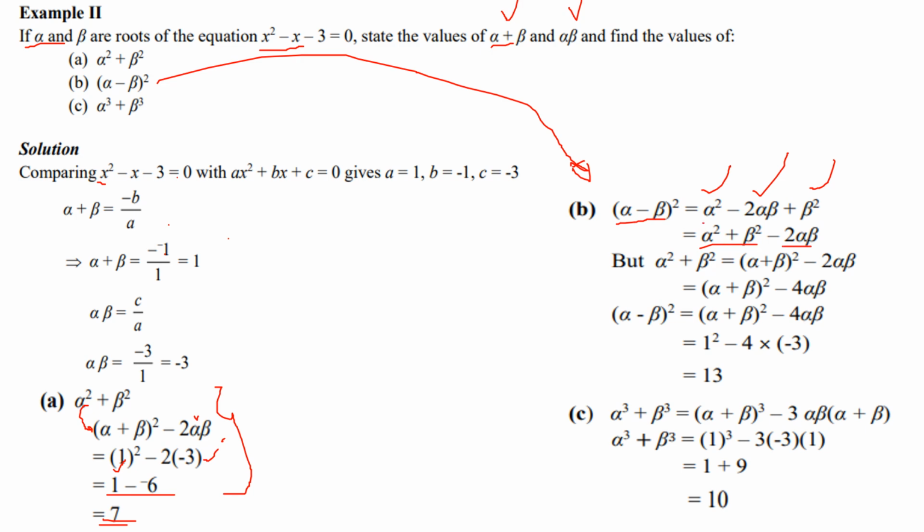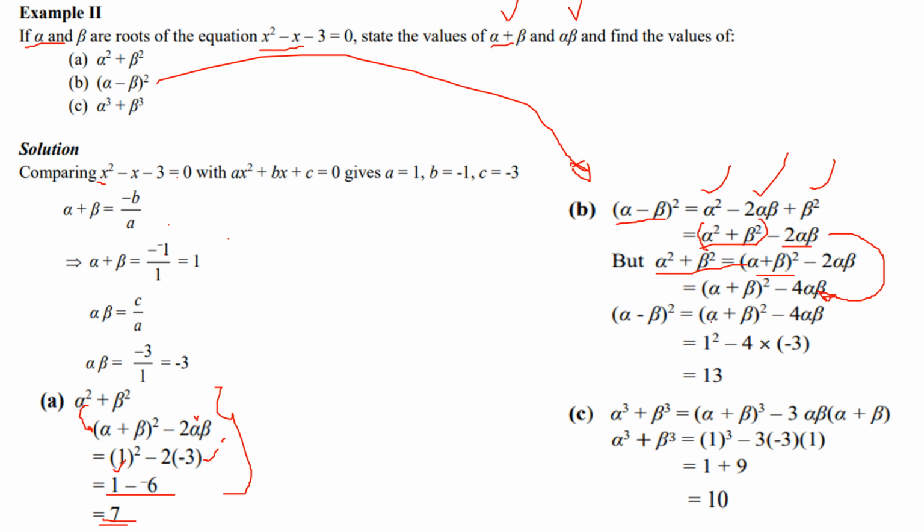Then this expansion is already given in your logbook, and it was also given in these notes. So you substitute for it. You say that expansion is equal to the bracket of alpha plus beta squared minus 2 alpha beta. So in substituting for it, you're going to get a square bracket of alpha plus beta less 4 alpha beta. Now once you get your expressions in terms of alpha plus beta and alpha beta, the only thing you have to do is to substitute.